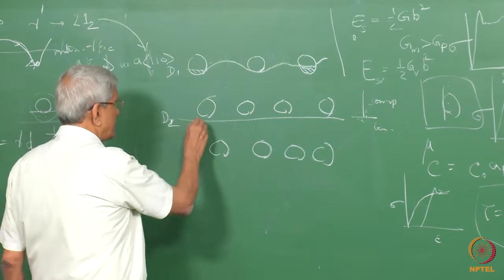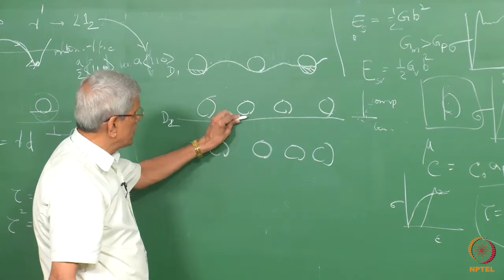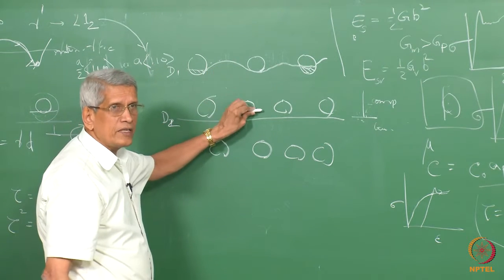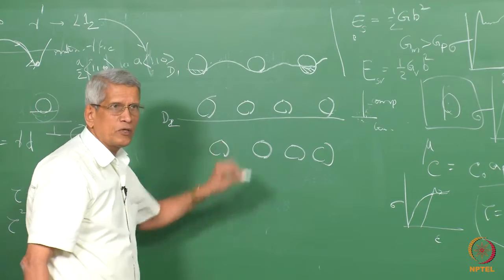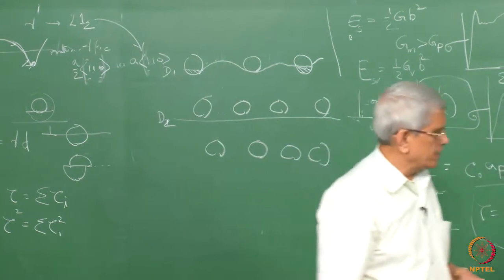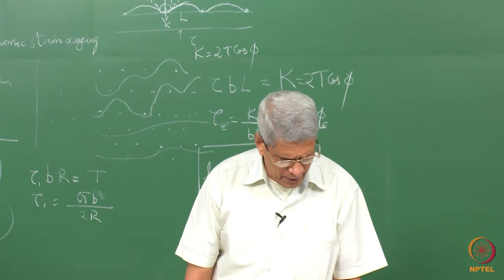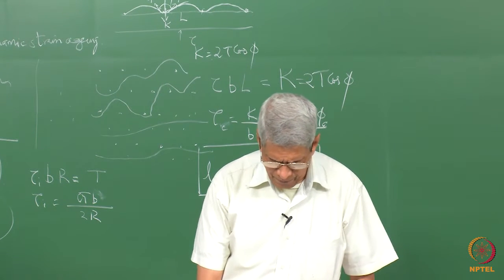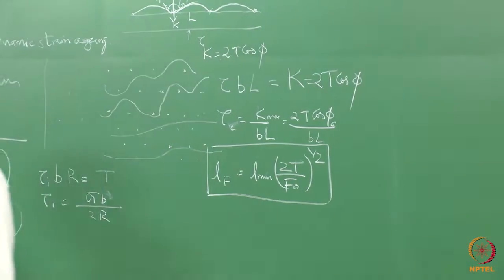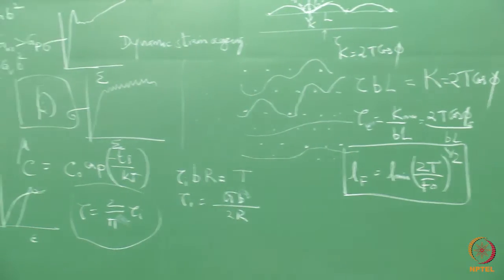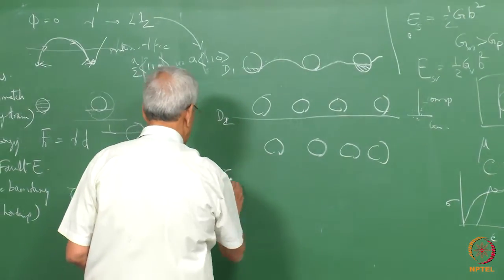Correct. And as it passes, it restores order. That's a gain in energy that is also going to be there, corresponding to the order energy. Correct. This will lead to a sort of situation where we can write a force balance equation for these two dislocations.